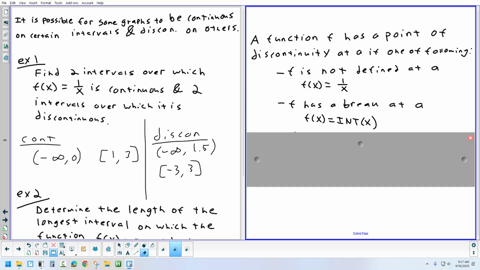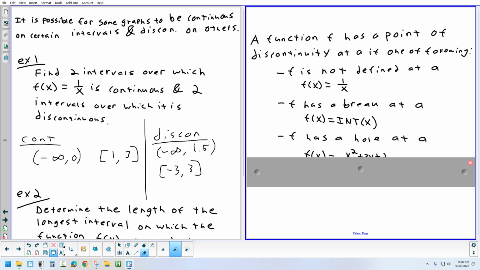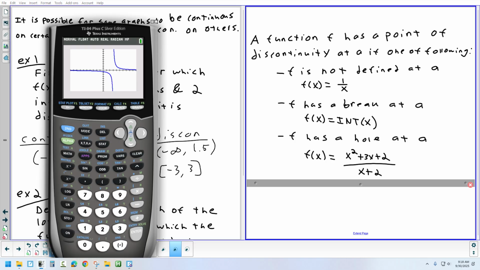Another way you can get a discontinuous function is if your graph has a break in it. A break isn't due to dividing by 0. This particular function has breaks in it because of rounding. So it just causes the answers to jump. And the third way that you can get a discontinuity, and it's the most tricky way to see, is having a hole in the graph.